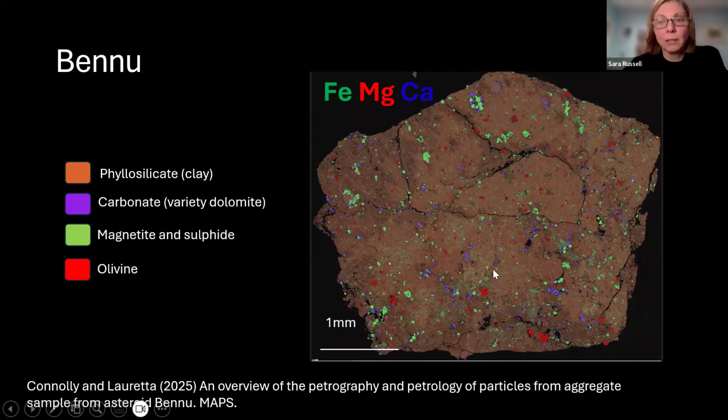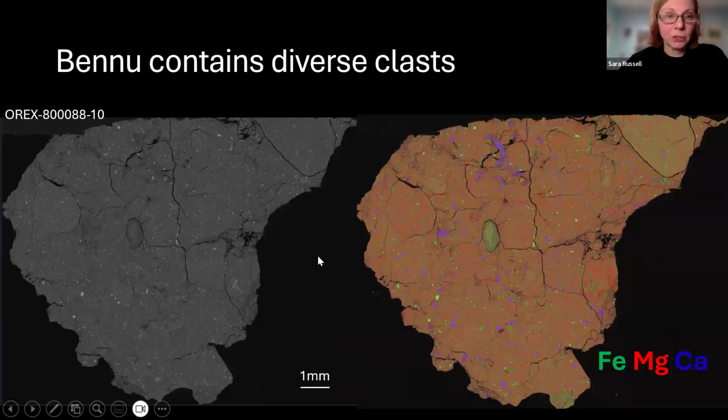So Bennu is composed mostly of phyllosilicates, also with carbonate, magnetite and sulfide, and olivine. So its texture looks remarkably CI-like in that it doesn't have any features, like no pseudo-chondrule-like features. It's maybe different to CIs and Ryugu in having a greater abundance of olivine, which you can see here as the bright red patches. So it has a fairly significant amount of olivine, which we don't normally see in CIs. Okay, it's extremely brecciated, like CIs are.